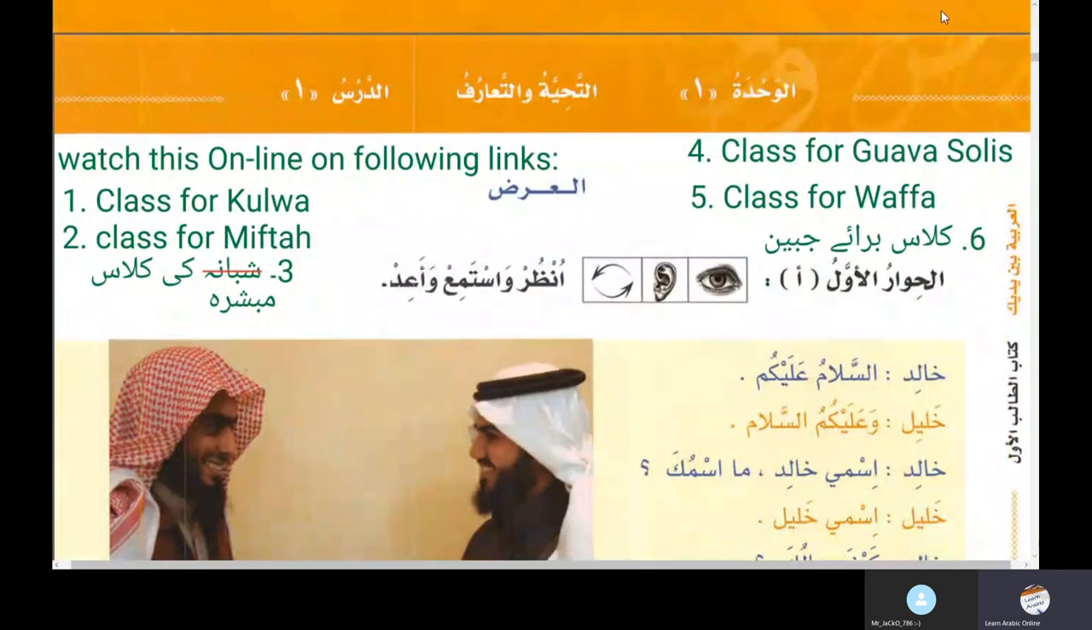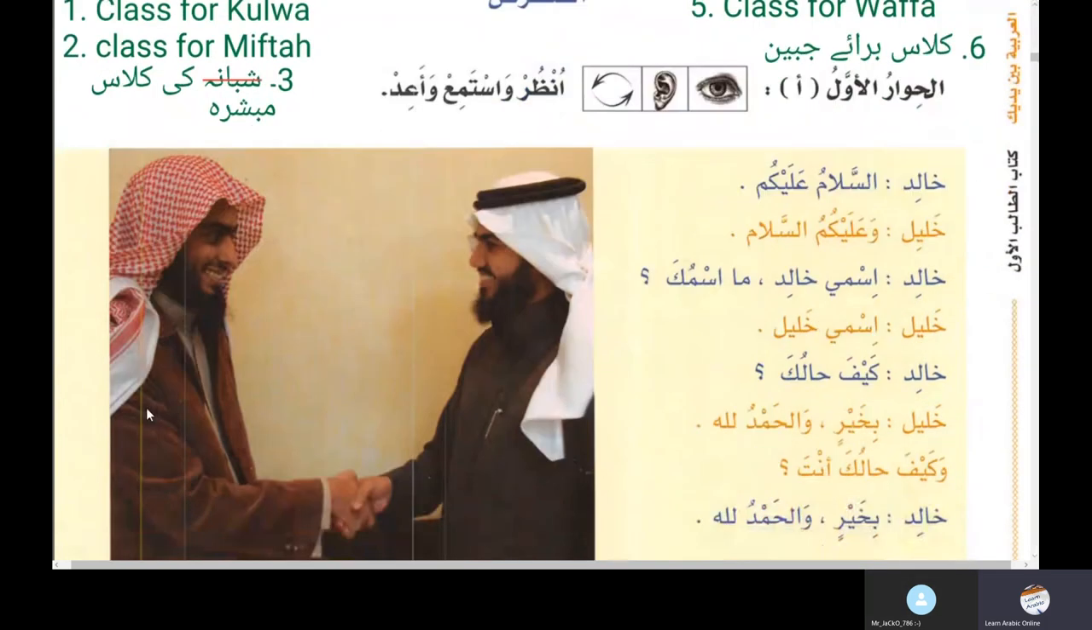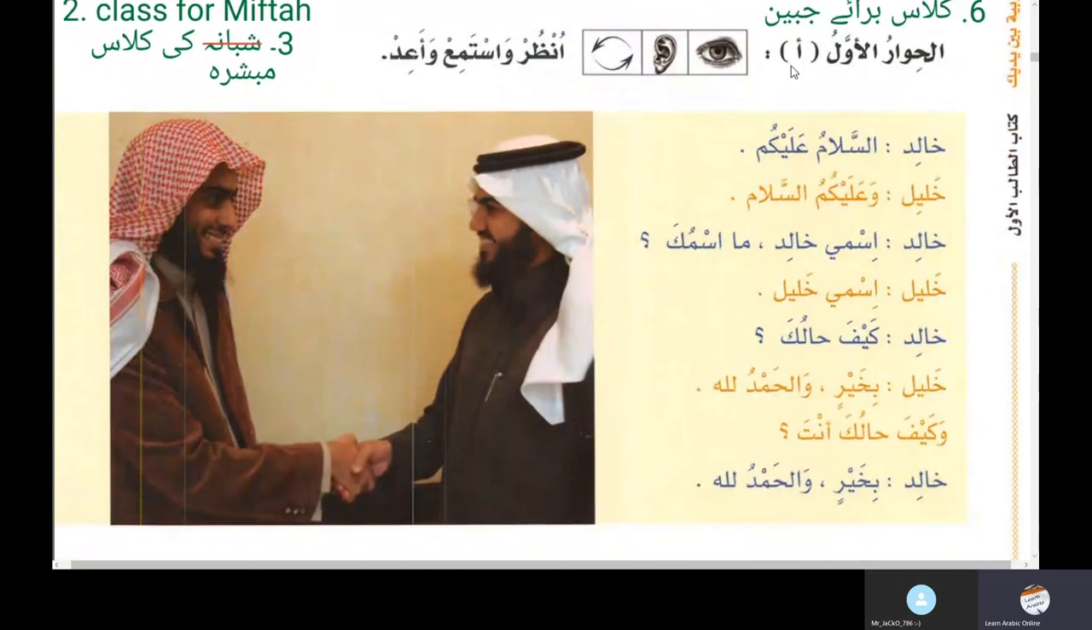Next we have Al-Wahdatul Ula, first unit. At-Tahiyyatu wa-Taaruf, greetings and introduction. Ad-Darsul Awwal means first lesson. Al-Hiwarul Awwal, first dialogue, part A. Unzur wastami waid: look, listen and repeat. Read this line from here.